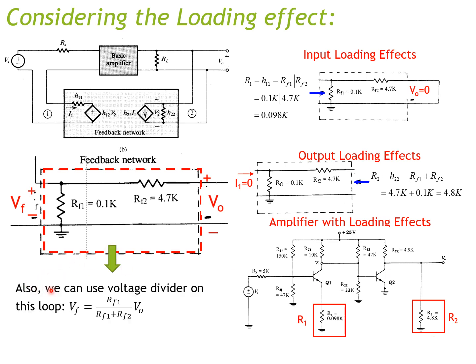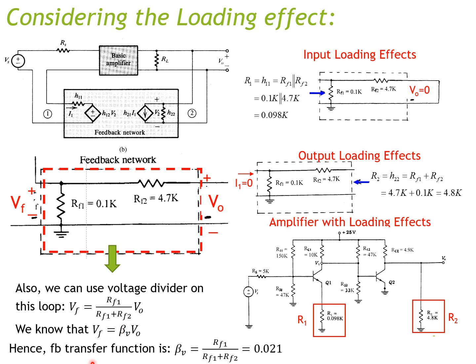In here you can also use a voltage divider on this loop, and you can see that VF is going to be equal to RF1 over the sum of RF1 and RF2, multiplied by VO, just a voltage divider. We know that for the feedback network, VF is equal to beta VO, and beta is our feedback transfer function. So we can calculate the feedback transfer function beta to be RF1 over the sum of RF1 and RF2, and it's going to be 0.021.